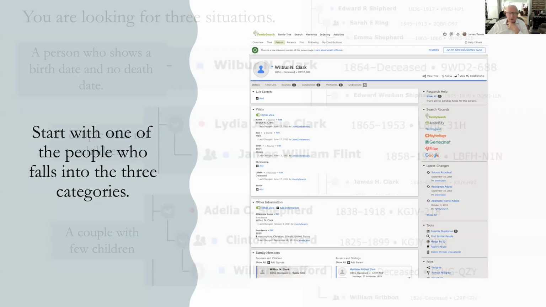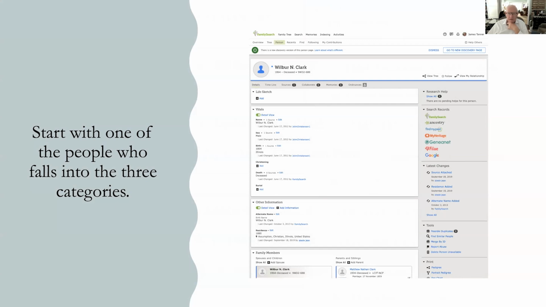And you'll find that there is just a never-ending pile of these. So start with one of the people who falls into the three categories. So we're going to start here with Wilbur Clark, and we're going to see what he has. And you'll see that what I thought is probably correct, that there is only one source listed for this person. And so with only one source listed for this person, it is very likely that there is a lot more information about this family that needs to be found.